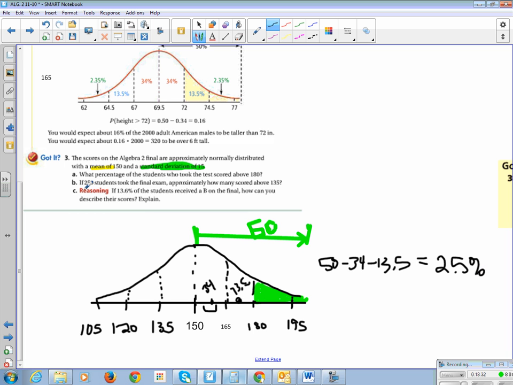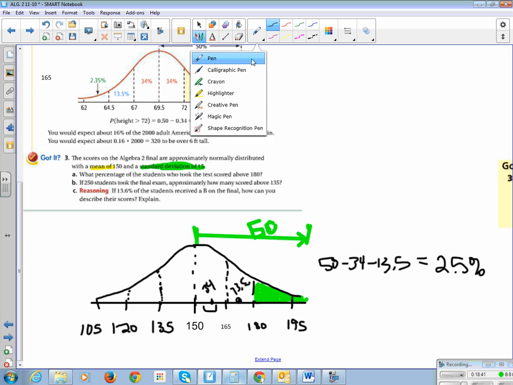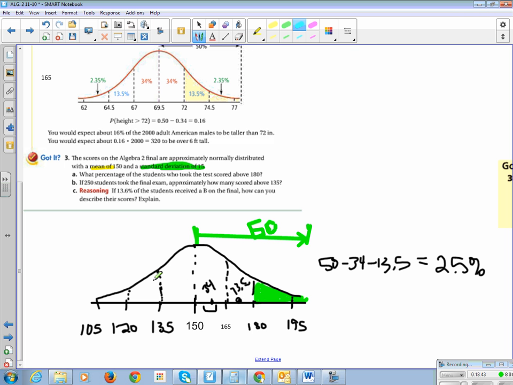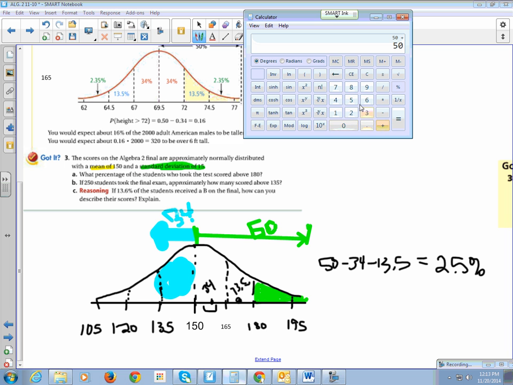If 250 students took the final exam, approximately how many scored above 135? So if 135 is right here, I got 50% plus another 34% scored above 135. So then we do the math on that. 50 plus 34 is 84%.